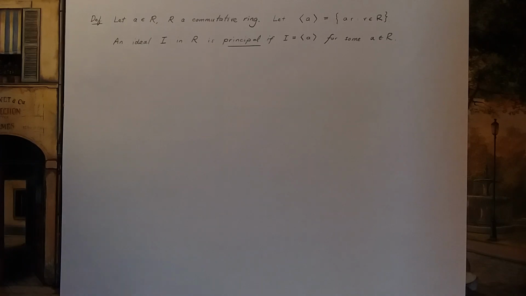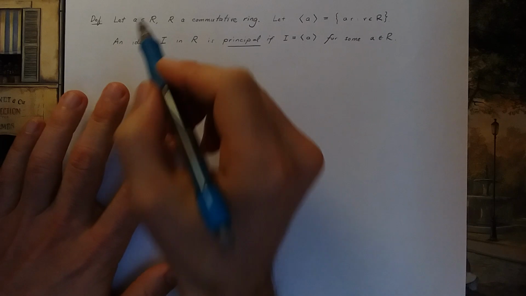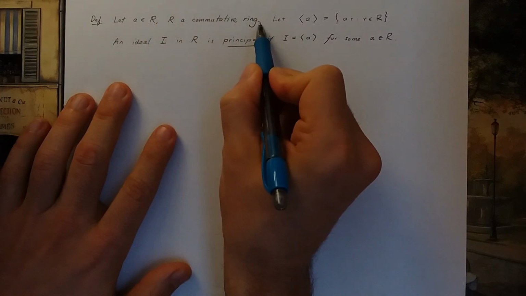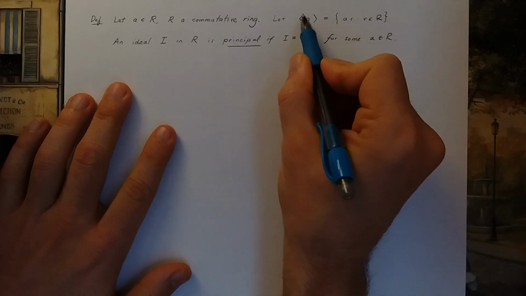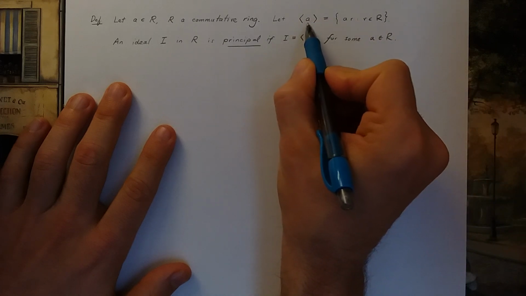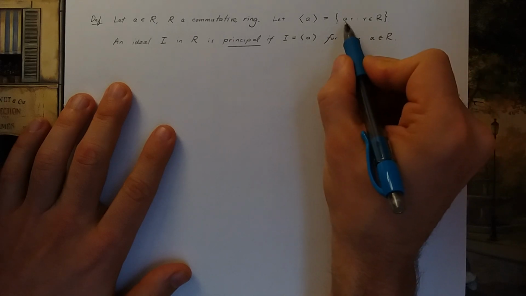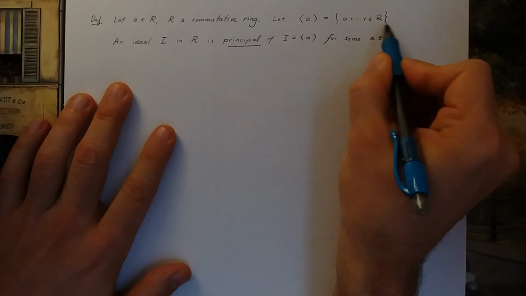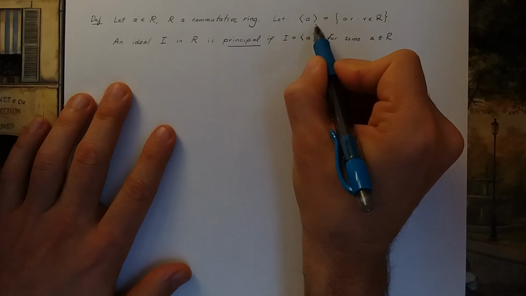So in this video, I'm going to define a principal ring. So we're going to start off in a commutative ring R, and we're going to use this notation. Bracket A, if A is in your ring, is all elements of the form A times R, where R is in your ring.